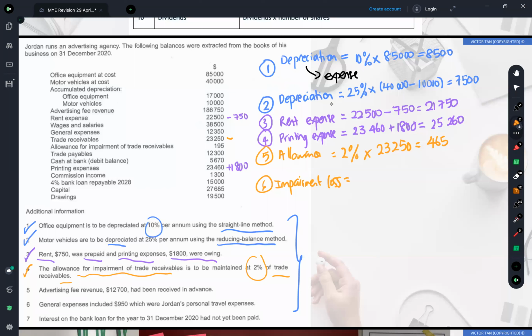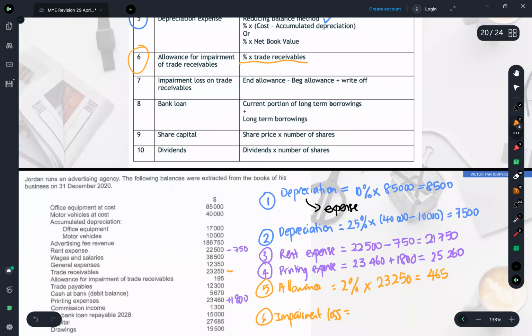So same thing, when you do business, you have a lot of customers. Maybe you have 40 customers or 100 customers. Then there are some customers who will never pay you. So you need to create this, 2%. So how do you find your impairment loss? Impairment loss is here. The business needs to record it as an expense because you cannot receive the money.